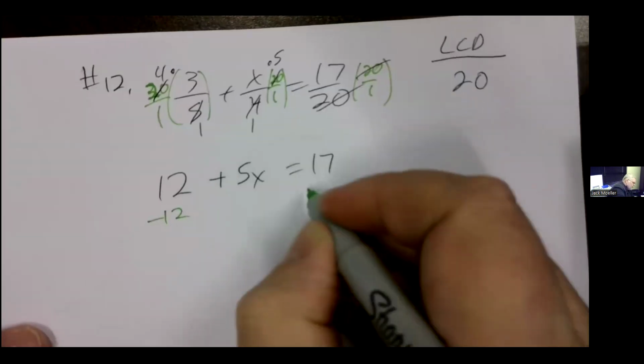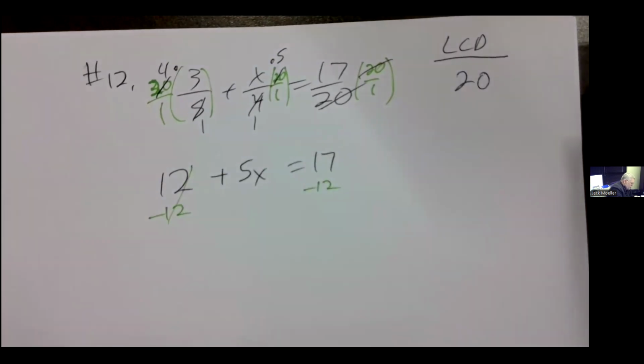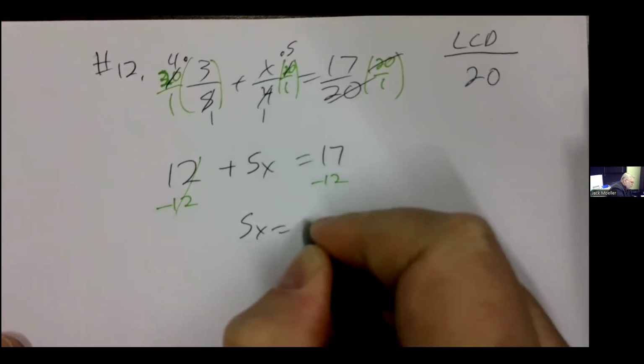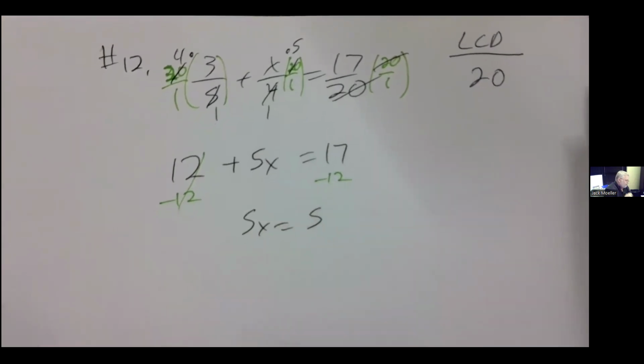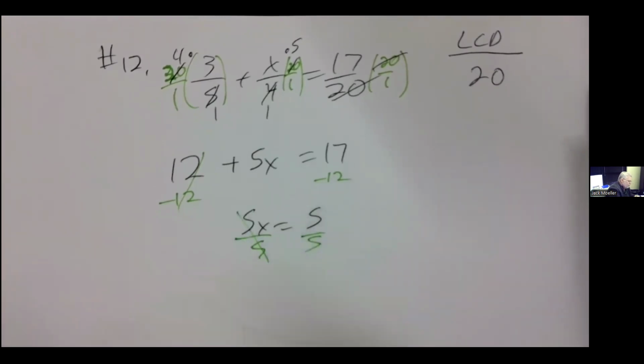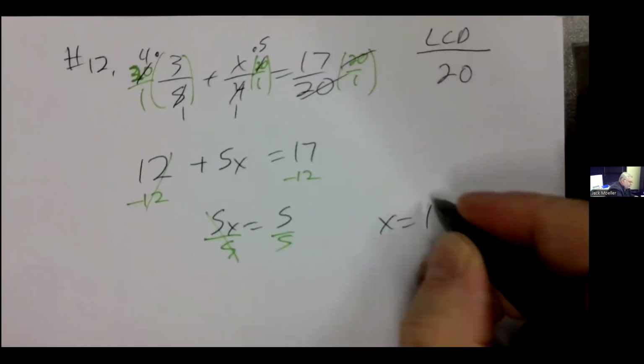Again, if this is in class, I'd probably skip this step, but let's go ahead and finish it for the video. So we have 5x equals 5. Divide both sides by 5. Get x equals 1.